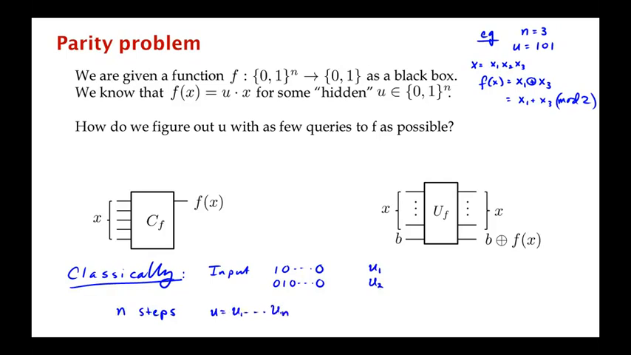Can you do any better? Well, clearly not, because each time you run this circuit, you get only 1 bit of information. So you can conclude you need at least n steps, because you need to reconstruct n bits of information. So that's a classical situation. What about in the quantum world?